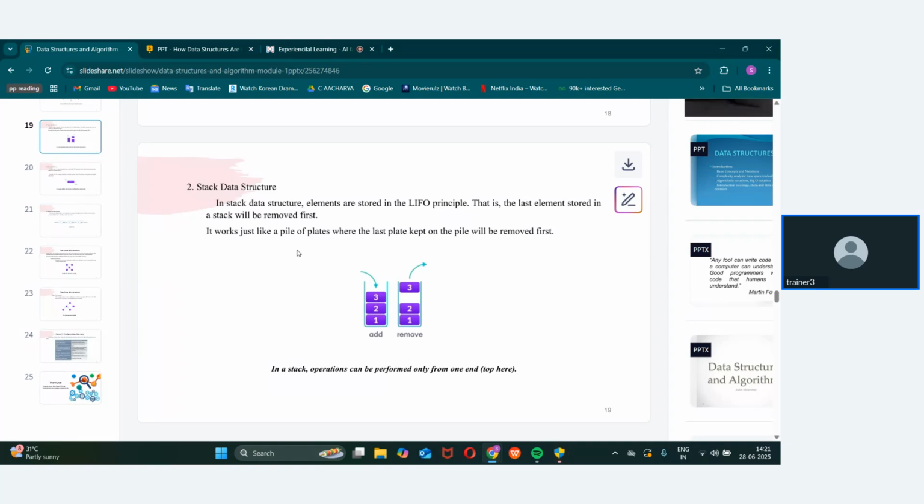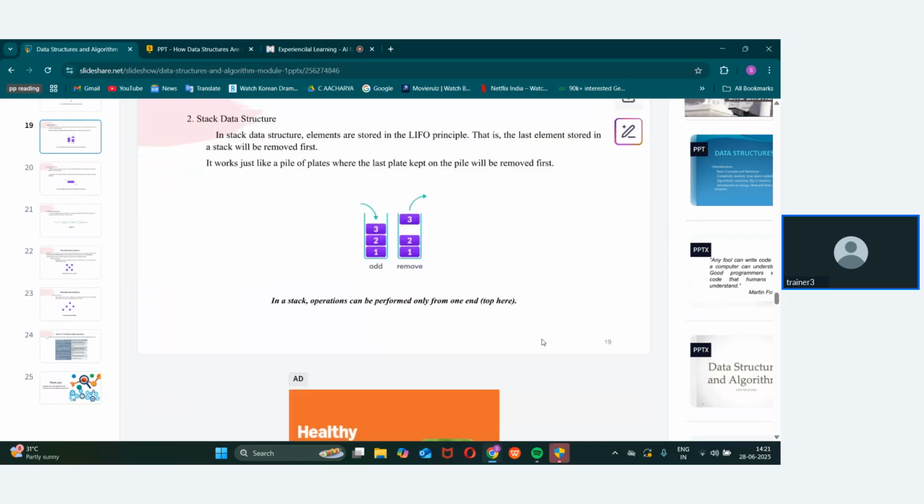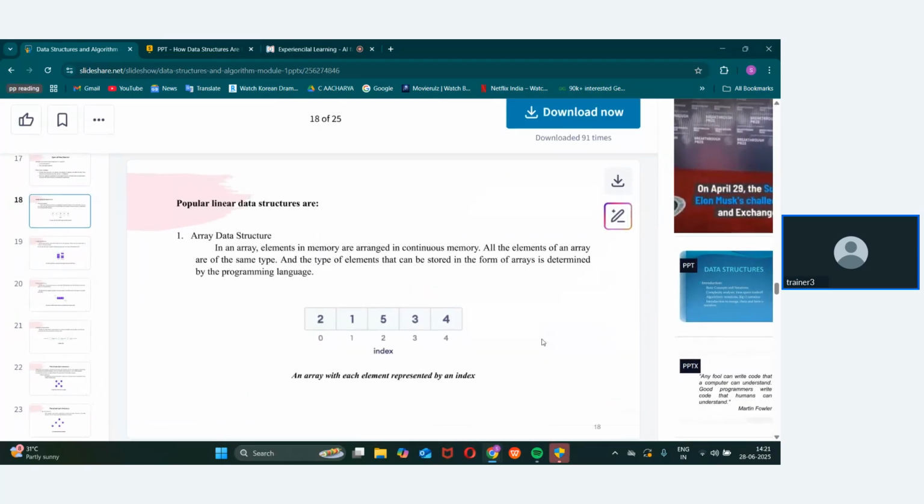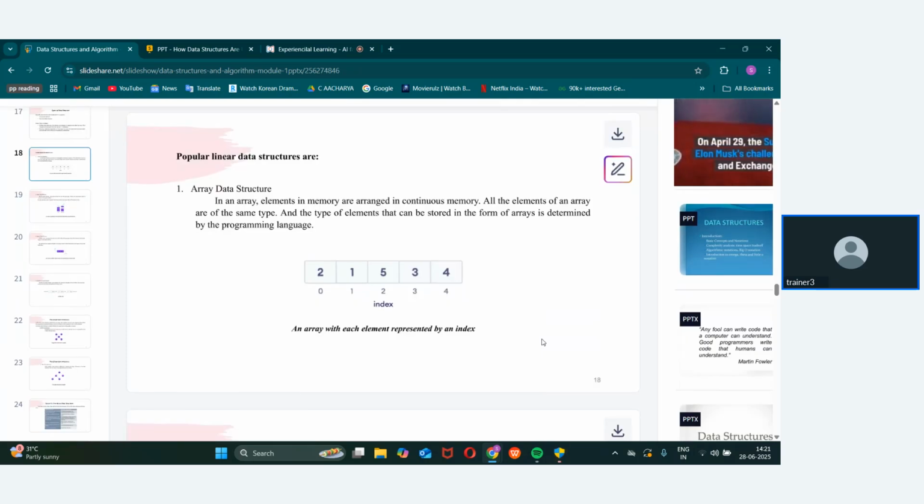It just works like a pile of plates, where the last plate kept on the pile will be removed first. You can take the example of when you go to dinner or visit a function. What happens with a pile of plates? The plate that is kept last will be taken first. It is as simple as that. You guys have a look at it. I'll show you for a minute or two.